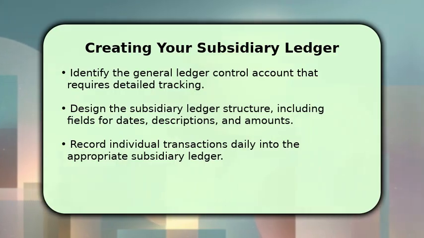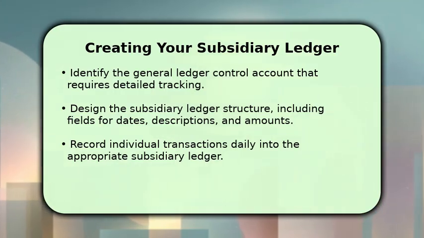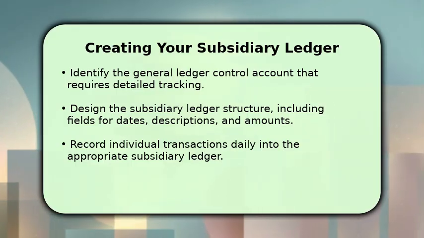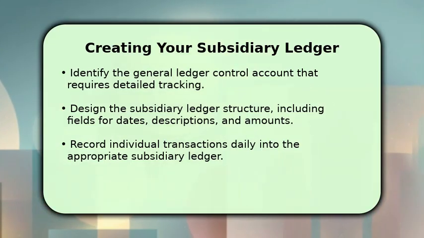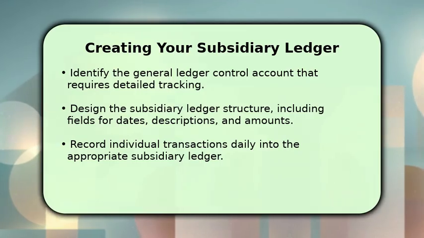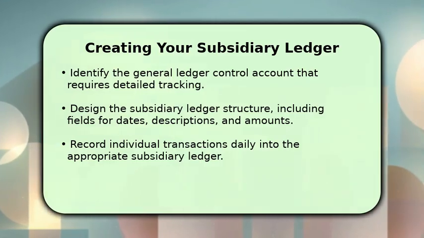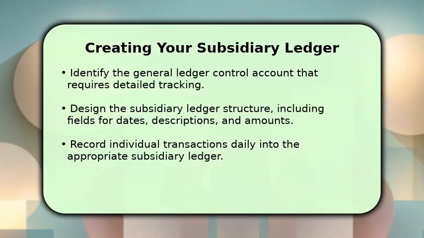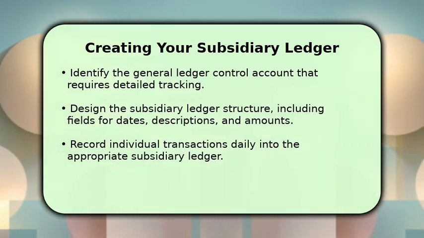like accounts receivable. Next, design the ledger's structure, ensuring it includes essential fields such as transaction dates, clear descriptions, and specific debit or credit amounts. Then, record individual transactions daily into the relevant subsidiary ledger, ensuring each entry is accurate and complete. This meticulous process builds a robust, detailed record.